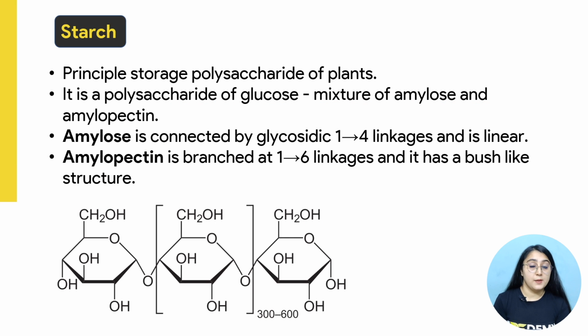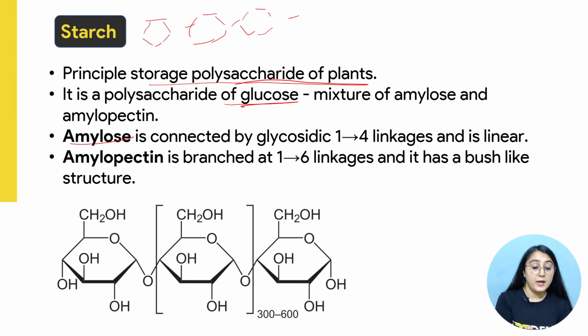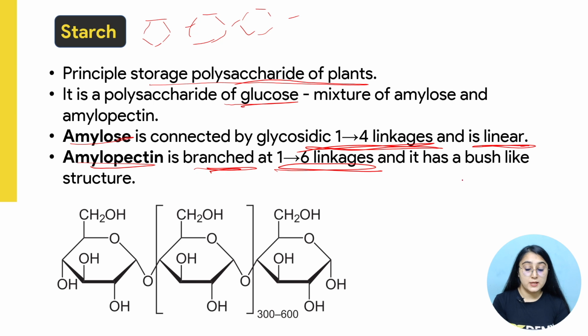Now looking at the first example of the polysaccharide, we have starch. So starch is the principal storage polysaccharide of plants, and it is a polysaccharide of glucose, as I have just told that the glucose units join together to form starch. Now they consist of amylose and amylopectin. Amylose is the linear structure which consists of alpha 1,4 glycosidic linkages, and amylopectin is the branch structure which consists of alpha 1,6 linkages as well and has a bush-like structure.